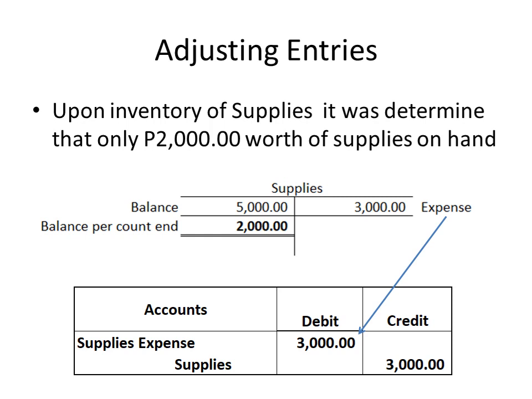Next, upon inventory of supply, it was determined that only 2,000 worth of supplies was on hand. So, for our supplies, if we use the T account, we have the beginning balance of 5,000. And then per our count, it was stated that at the end, it's only 2,000. So, how much do we expense? That would be 3,000. So we debit supplies expense 3,000 and then credit supplies 3,000.